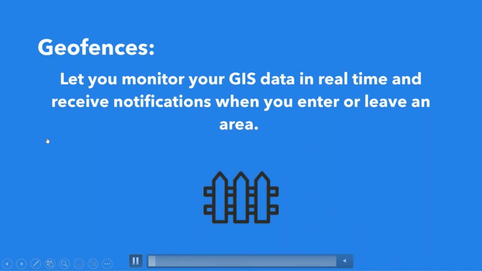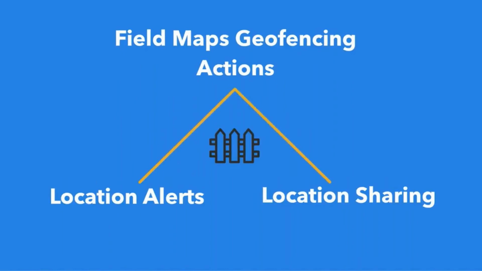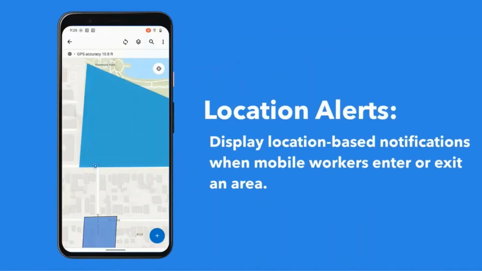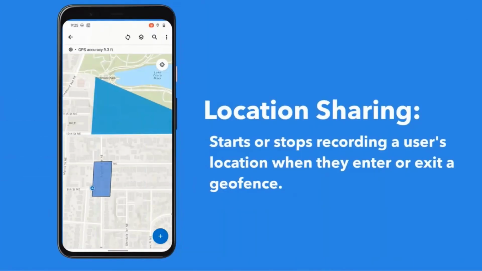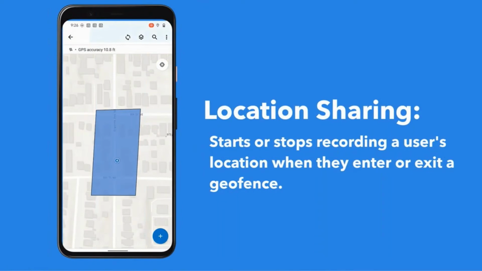Geofencing is powered by the new ArcGIS GeoTriggers capability, which lets you monitor your ArcGIS data in real time and receive notifications when you enter or leave an area. Field Maps also supports two types of geofencing actions, location alerts and location sharing. Location alerts display a location-based notification when a mobile worker enters or exits a designated area. Location sharing starts or stops recording a user's location when they enter or exit the boundaries of a configured geofence.